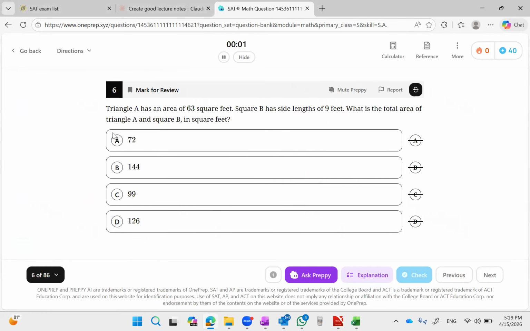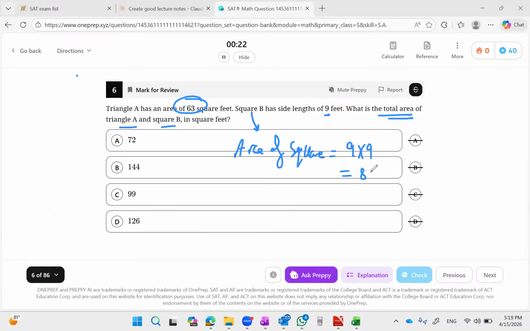Question number 6. It says, a triangle has an area of 63. A square has a side of 9. What is the total area of the triangle and the square? I have the area of the triangle, so I need to find the area of the square. A few minutes ago, we said that the area of the square is side by side. So it's 9 by 9, which is equal to 81. If I want to find the total, I will add 81 and 63, which is equal to 144. So the right answer is B.